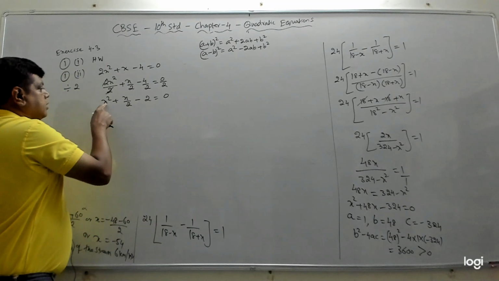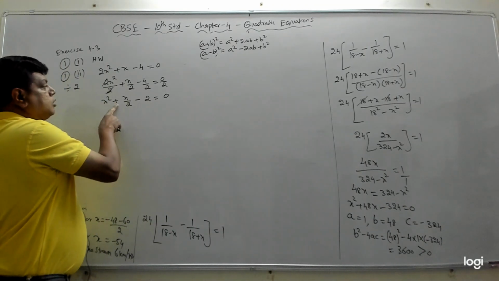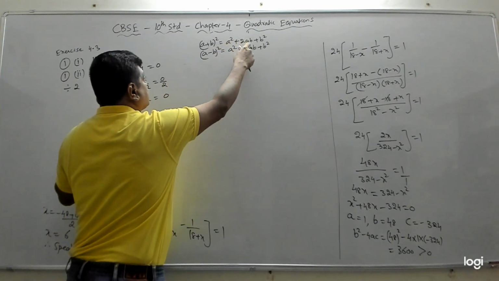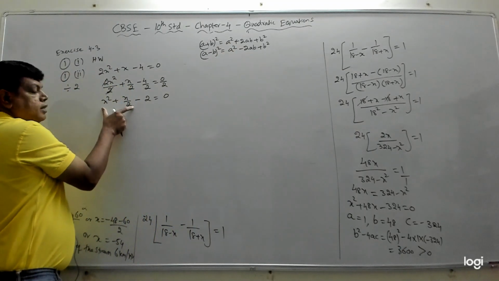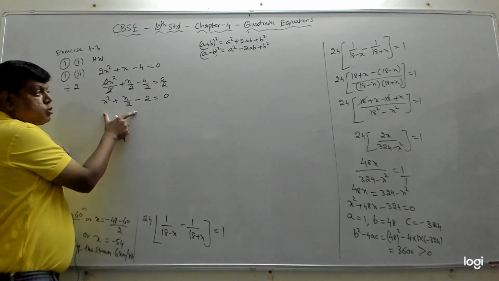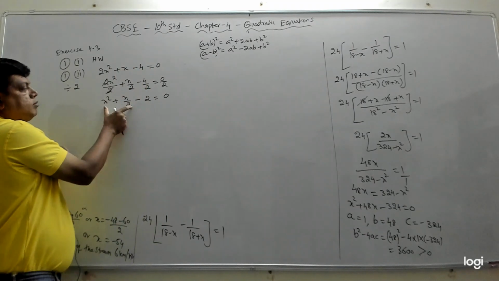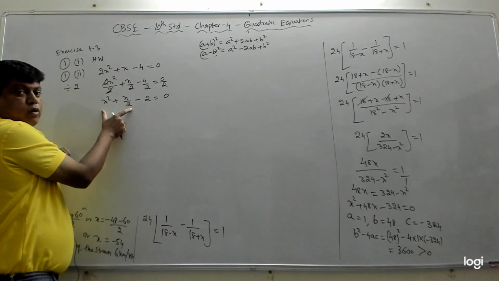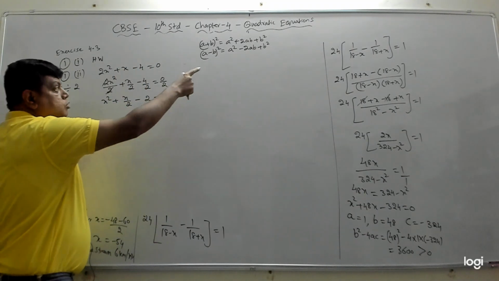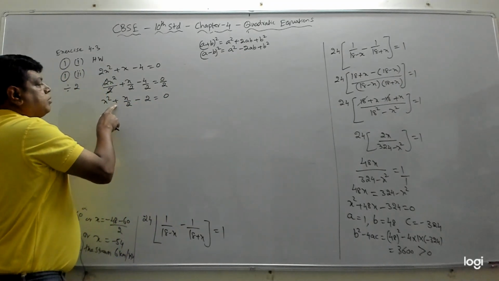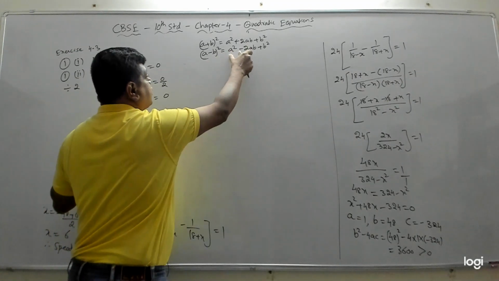Here is something square plus, which means it is of the form a square plus 2ab. So these two terms should be written as a square plus 2ab. Why plus 2ab and not minus 2ab? Because we have a plus here. If this was minus, then we would have written it as a square minus 2ab.